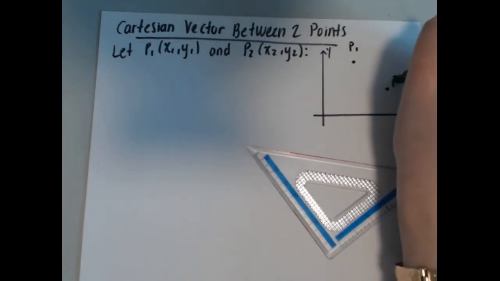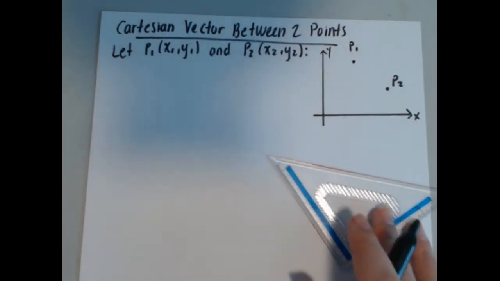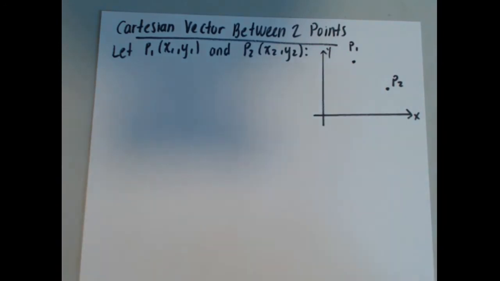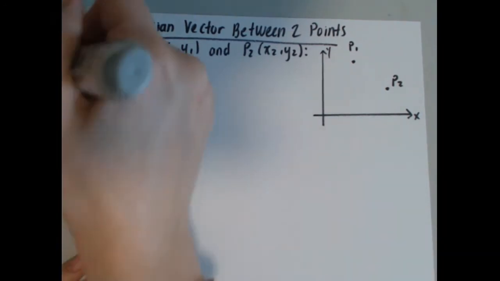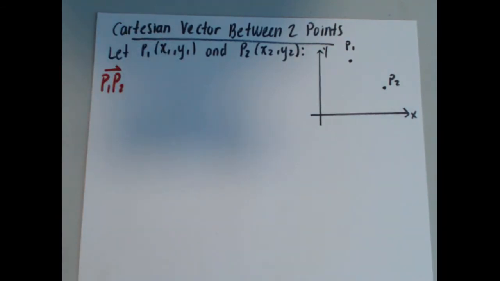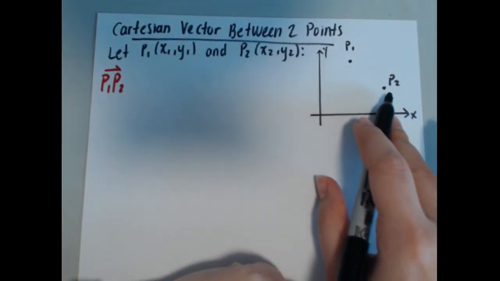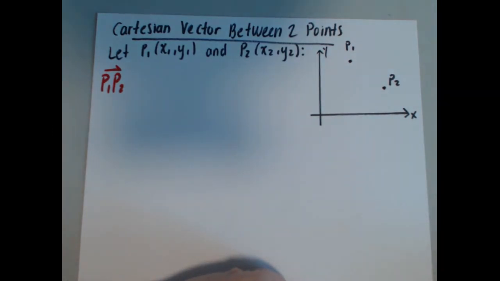So P1 and P2. Okay. So what I'm going to try to do here is come up with an expression for P1P2, the vector going from P1 to P2. Eventually, what I'm trying to do here is figure out a way to use vectors to determine the distance between these 2 points. Now, because you've studied math before, you already know how to calculate the distance, but we are reinforcing that by showing you how to do it with vectors.